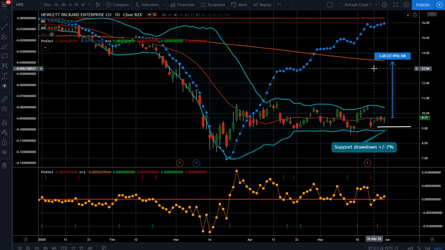The timing is always not easy to predict or project out, but it's a good risk to reward at this point, where if it takes a couple weeks to get there, then it's not a long time to have to wait to be able to see whether this is going to work out as a trade or not. So we just wanted to give a little bit more explanation into why we've added HPE to the list of stocks that you can take a look at.